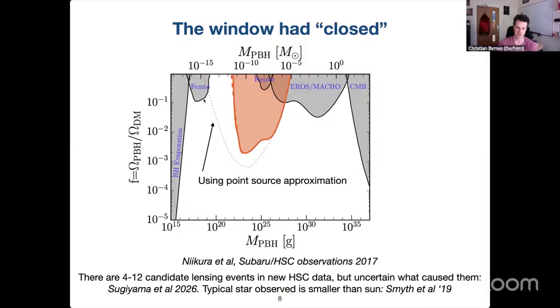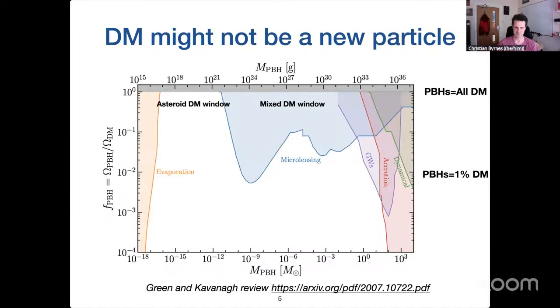This femtolensing is also not a correct constraint, so this should also be removed. But I'm just saying there is confusion in the literature. Also, sometimes people are not very clear about what's the forecast and what's an actual constraint. So on this plot, these are real constraints. There are no forecasts included here.